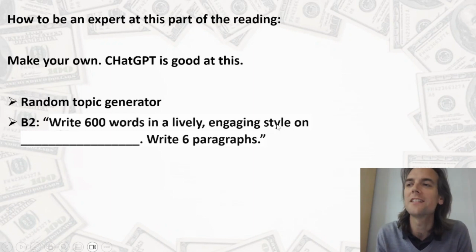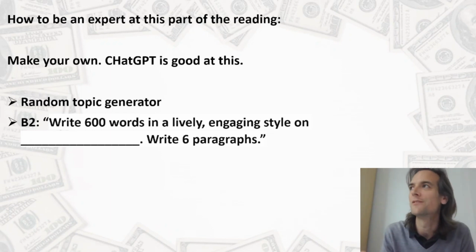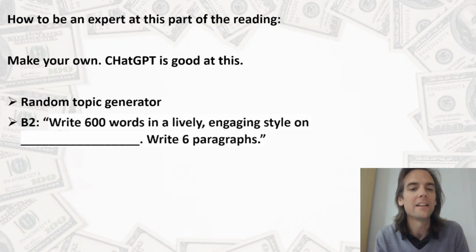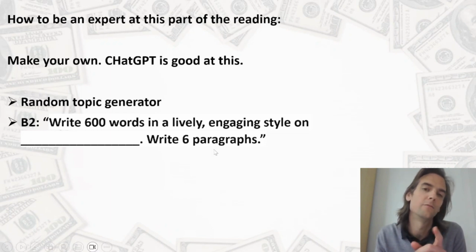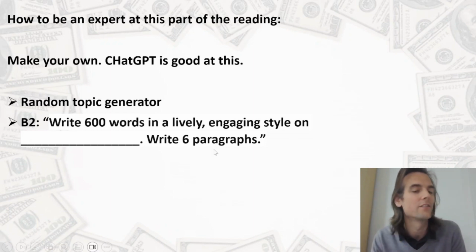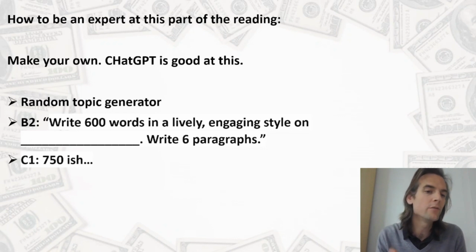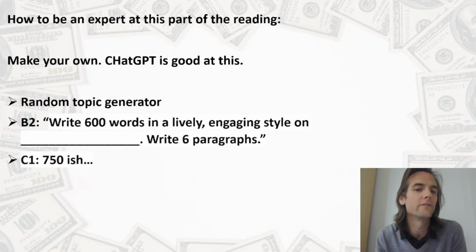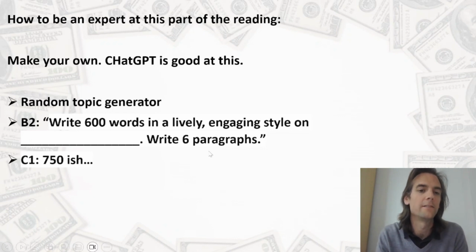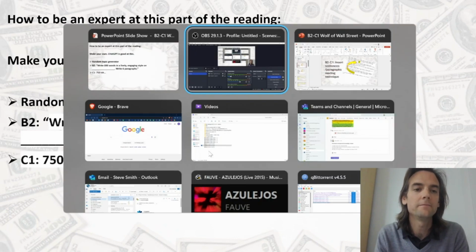I find you have to write this, or else ChatGPT writes its typical soulless style. And make sure it's in paragraphs, because normally you're going to be cutting out maybe 1 sentence from each paragraph. For C1, a little bit more, maybe 750 words, but the instructions are the same. Let's try this, shall we?